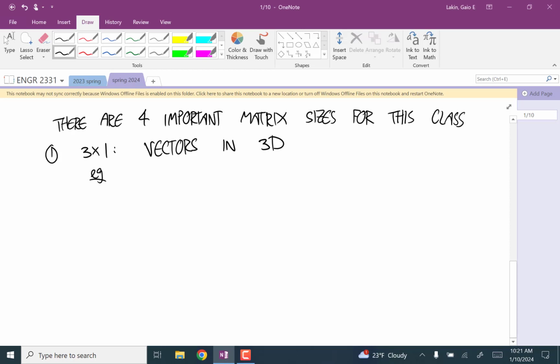And forces are really the reason why this is important. So, for example, we might have a force vector that's equal to 10,000 in the x direction, negative 15,000 in the y direction, and positive 5,000 in the z direction. And this is all in newtons. So 3x1 means 3 rows, 1 column, so you just get a single column matrix like this.